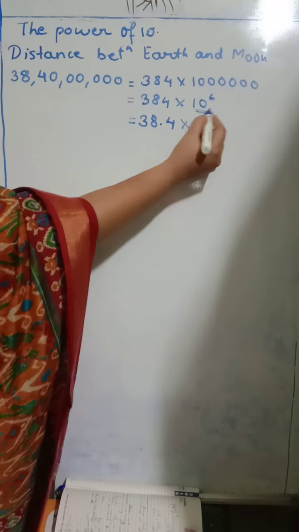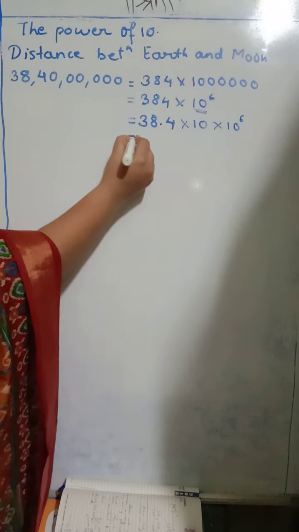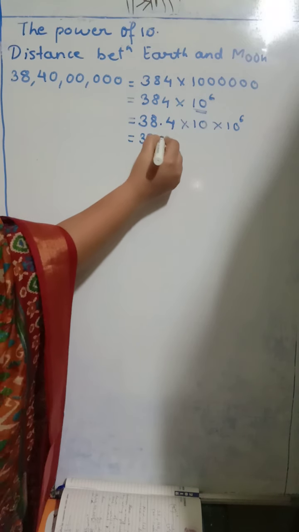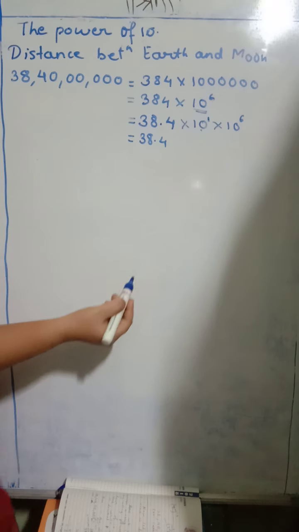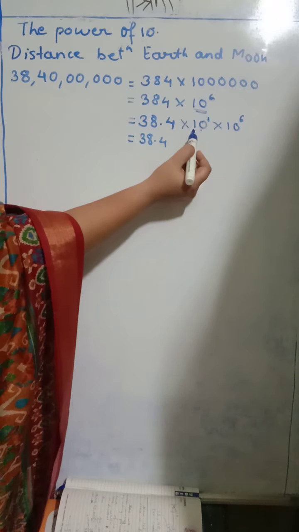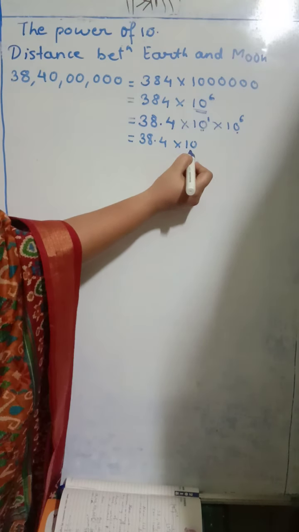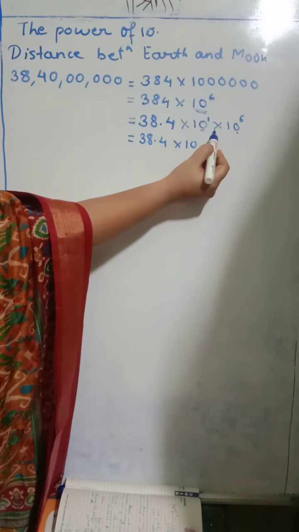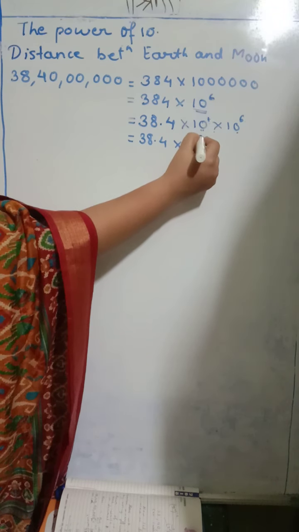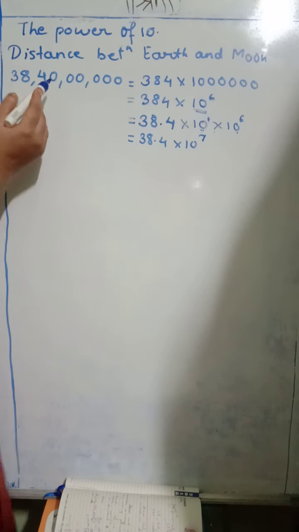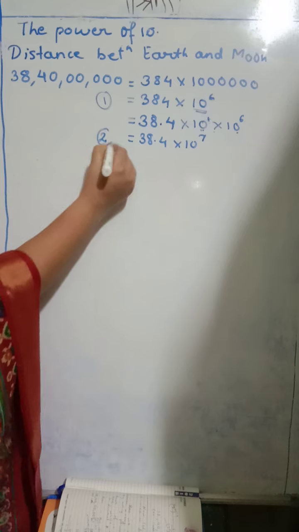Now what is remaining? Into 10 raised to 6. Now this number 38.4 I will write as it is. Now, one more power of 10 did I get? Yes. Now what is the indices formula? Both bases are common, so I write the base once. In the multiplication formula, we add the powers. So 1 plus 6 is 7. So this number can be converted first to this, second to this.